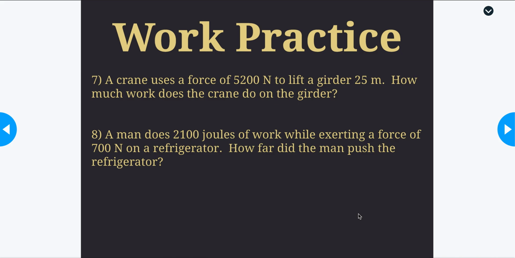All right, now before we finish up here, I want you to take a moment and try to solve questions 7 and 8 on that same worksheet, okay? So question 7, a crane uses a force of 5,200 newtons to lift a girder 25 meters. How much work does the crane do on the girder? Question 8, a man does 2,100 joules of work while exerting a force of 700 newtons on a refrigerator. How far did the man push the refrigerator?